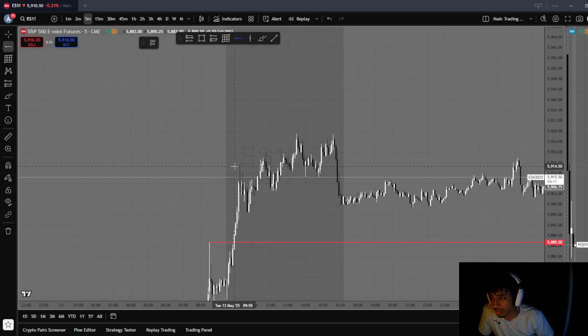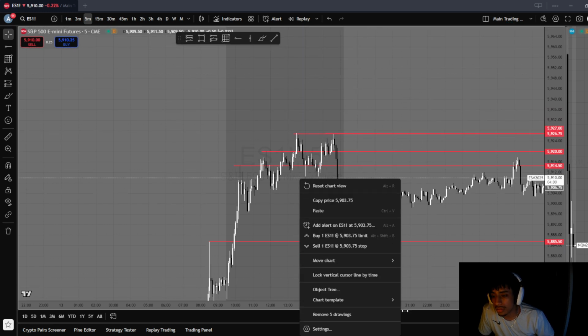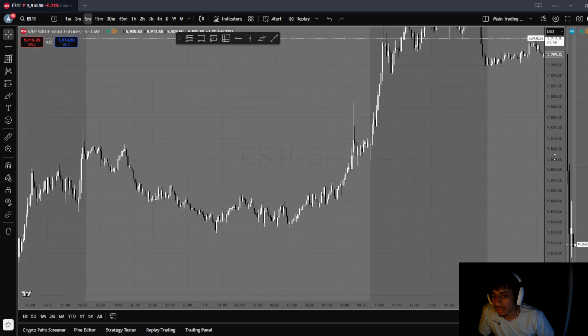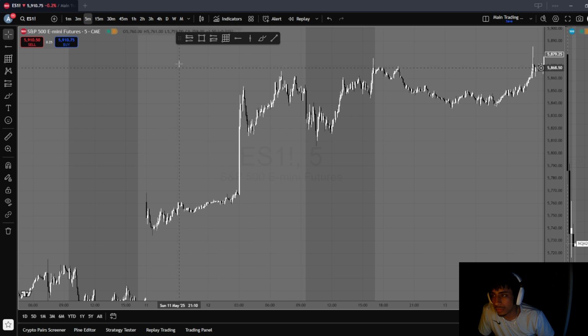Actually, not a strong draw, but that's a draw on liquidity. This is a draw on liquidity. This is a draw on liquidity. This is a draw on liquidity. It really happens absolutely everywhere. See, this is a draw on liquidity. This is a draw on liquidity.